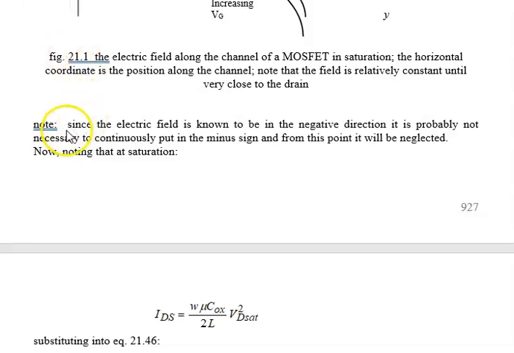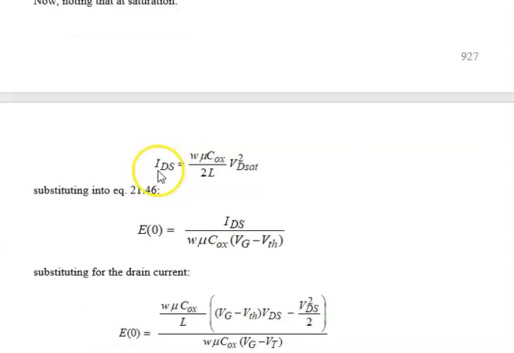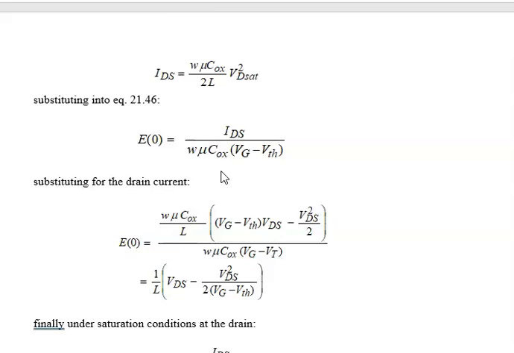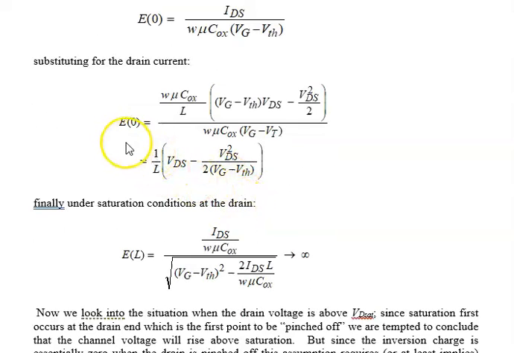So basically, I finally got around to explicitly saying that we know the electric field is in a negative direction. We know, therefore, it's negative. It's probably not necessary to continuously put in the minus signs. So at this point, we'll either put them in or neglect them. And hopefully we're sophisticated enough to say, okay, if it's not there, we know it's negative. Okay. So more manipulations for finding V0.